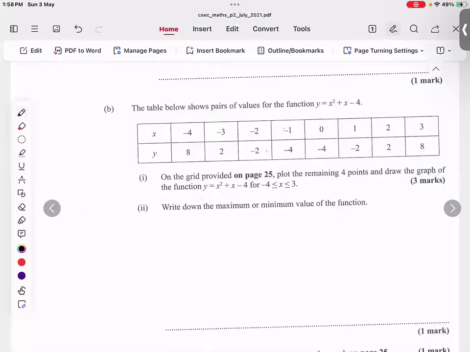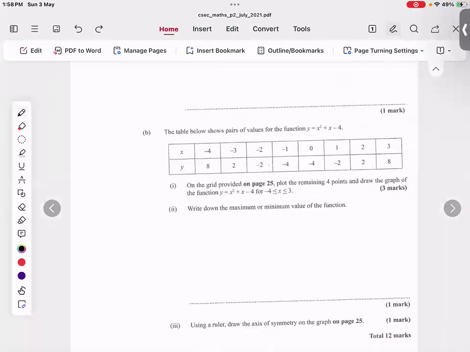All right. So like I said, guys, whenever you get this table, normally some of these things are missing. In this example, none is missing. So I guess it's safe to say we're thankful for that. It says on the grid provided on page 25, you have to plot the remaining 4 points and draw the graph of the function. So draw the graph of the function.